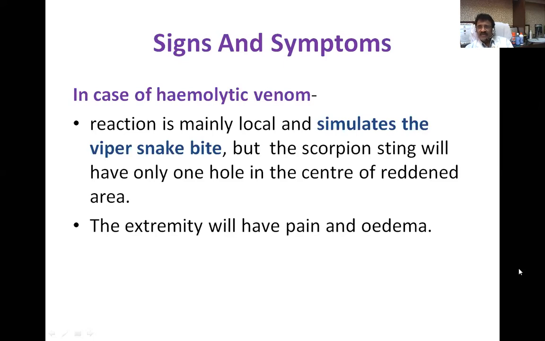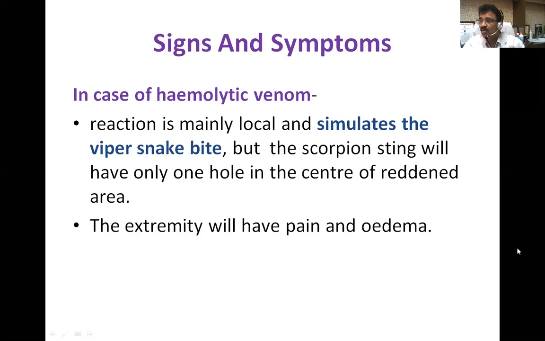In case of a scorpion biting a human being with hemolytic type of venom, there will be a mainly local reaction at the site of the sting, and it simulates the viper snake bite. Viper is a hemolytic snake, and that produces local symptoms. Similar local symptoms you will get in scorpion bite. But the scorpion sting will have only one hole in the center of the reddened area, because the sting carries only one needle-like portion.